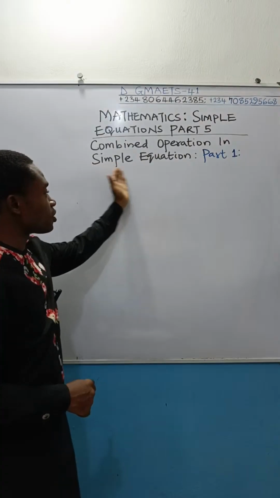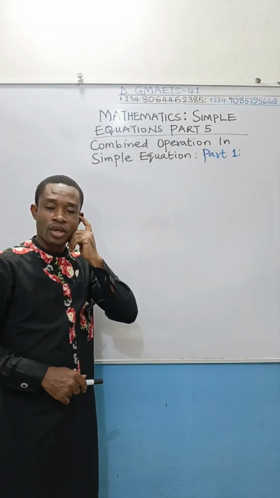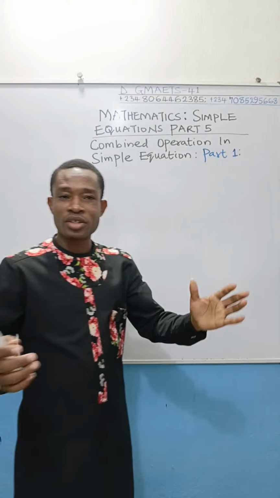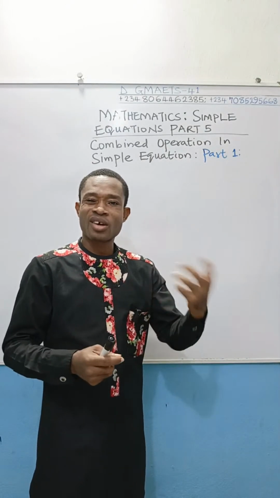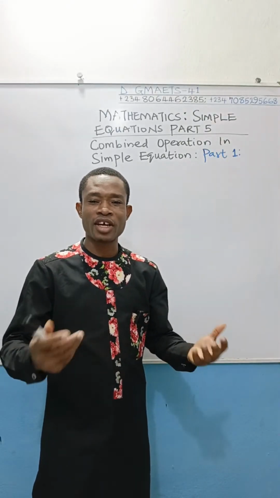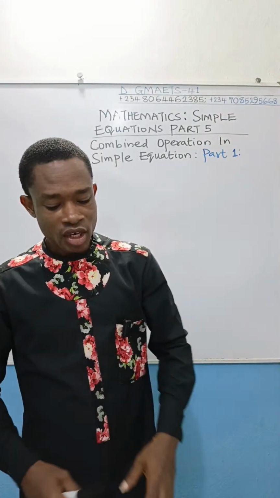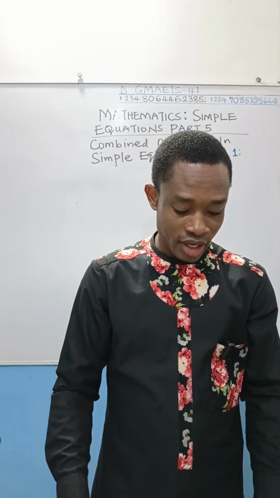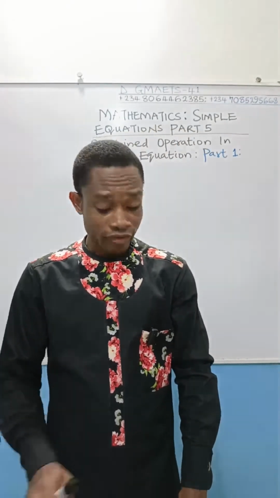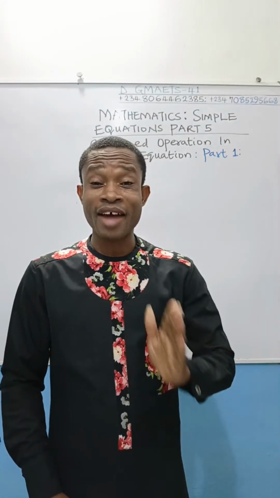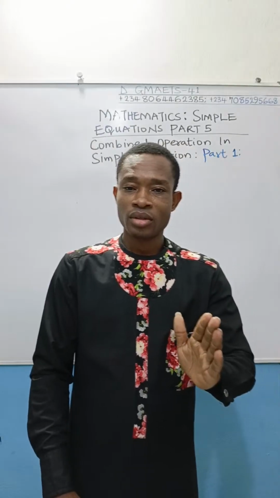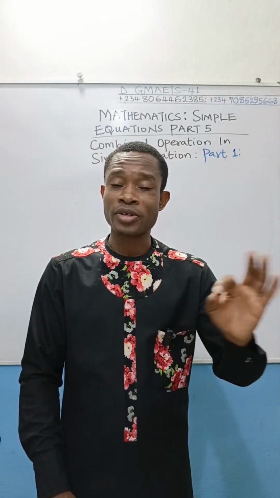Combined operation in simple equation. If I give you a particular question where you have the principle of collecting like terms, the principle of cross multiplication, and the principle of dividing both sides by the coefficient of the unknown, what are you expected to do? It's very important that you know what to do there. So we're going to pick questions straight on and start solving. I have taught you already each of these basic principles.